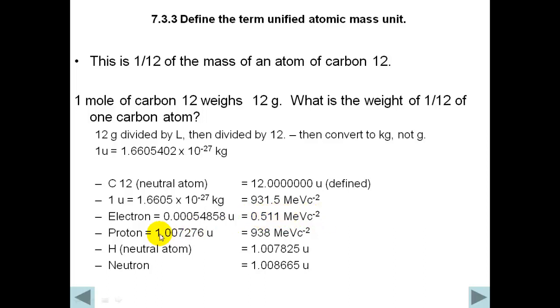A proton has just more than one unified atomic mass unit, 938 MeV per c squared. A hydrogen atom has 1.007825 units. A neutron has 1.008665 unified atomic mass units. So you get an idea. Basically, the proton and neutron have more or less the same mass.